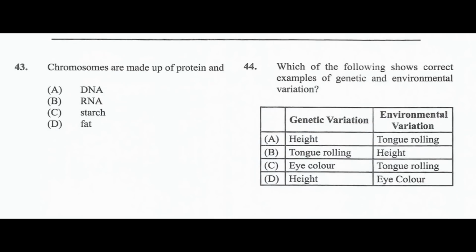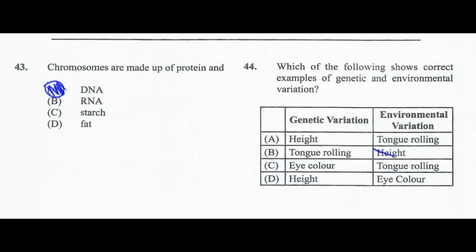43. Chromosomes are made up of protein and DNA. Okay. Which of the following shows correct examples of genetic and environmental variation? Genetic: height; environmental: tongue rolling. B, tongue rolling, height, environmental height. Definitely, height is genetic, full on genetic.